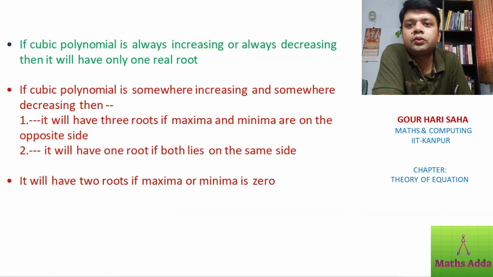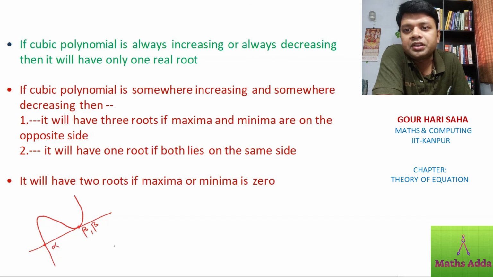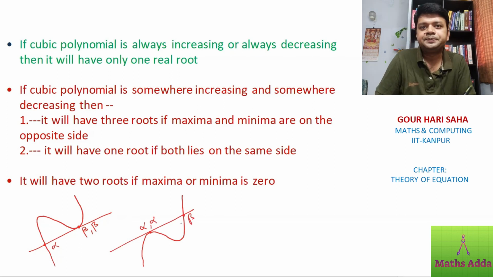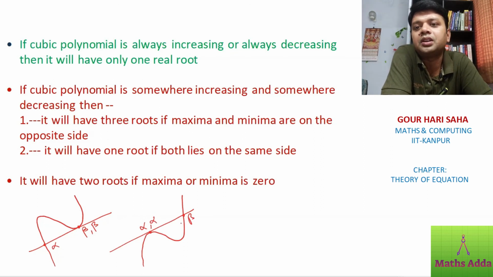Third says it will have 2 roots when maxima or minima is 0. So it is this situation. Like this one. See, here minima is 0, right? So it will have one root here, alpha, and another root, beta. So it will be a repeated root. So you can say 3 roots or you can say 2 roots. So you can say 2 distinct roots, or 3 roots where 2 are equal, or it can be this situation. Like this. See that? Again alpha, alpha, and this is beta. I think you got this, right? So next time when you are given a cubic polynomial, you can try this and find how many real roots it will have.